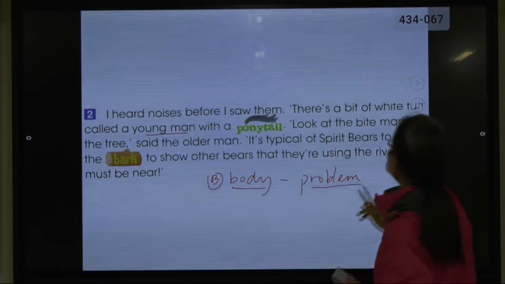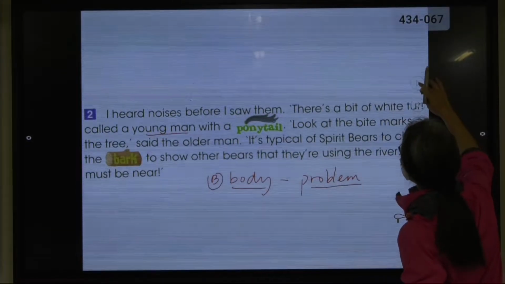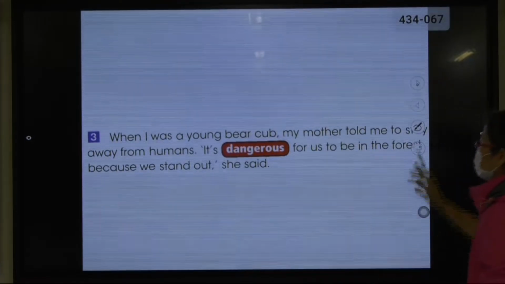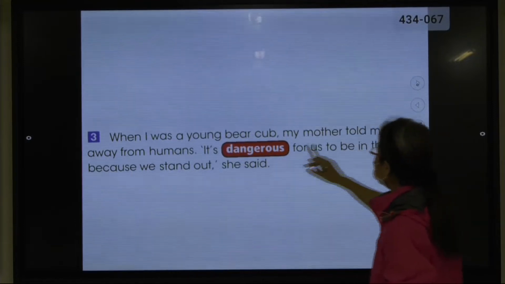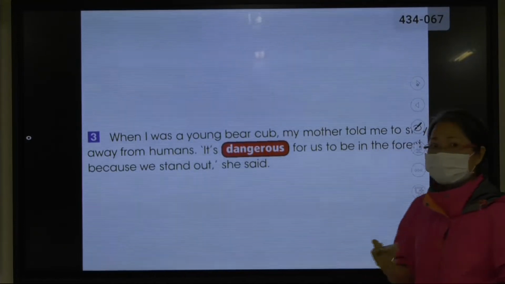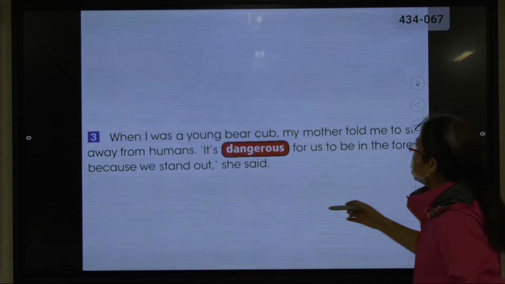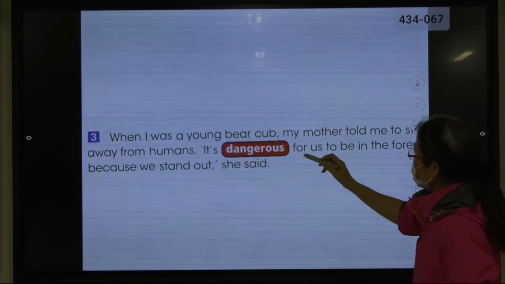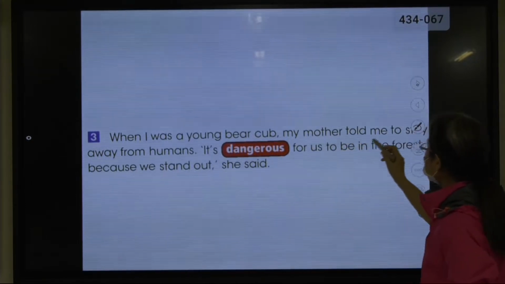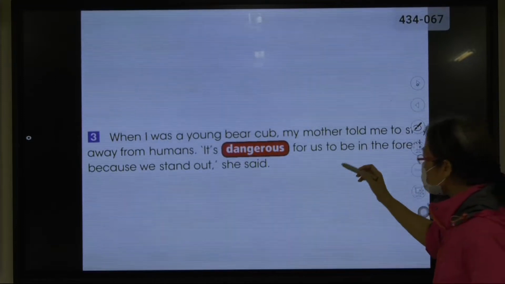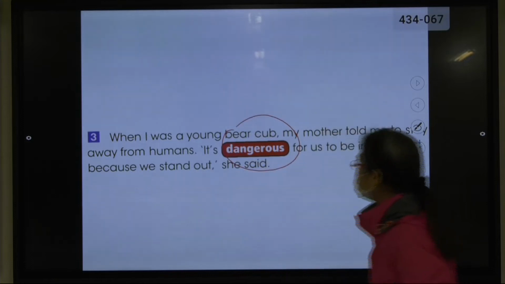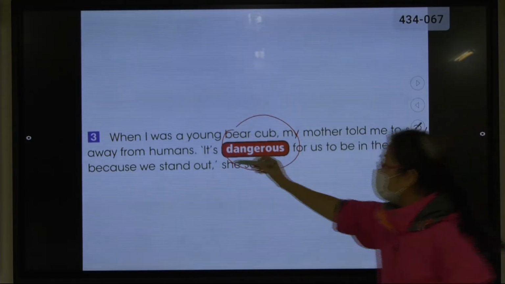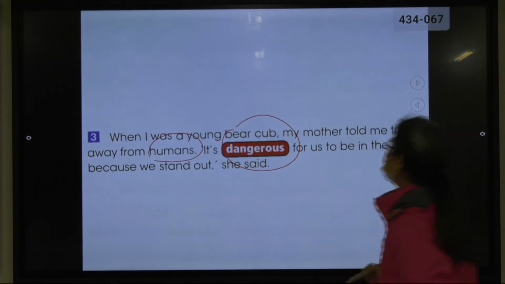Maybe human beings. Okay, let's look at another part. Paragraph 2 and paragraph 3. Let's go to paragraph 3. What is the problem of the character here? Okay, when I was a young bear cub, my mother told me to stay away from humans. It is dangerous. So the problem is human beings. They are dangerous.